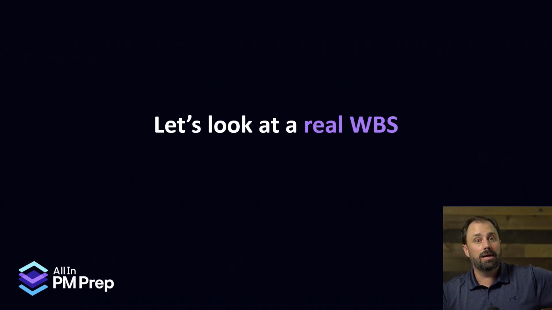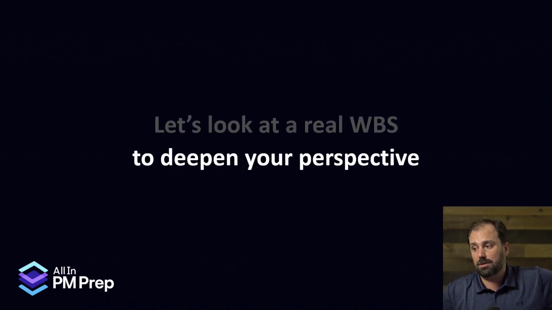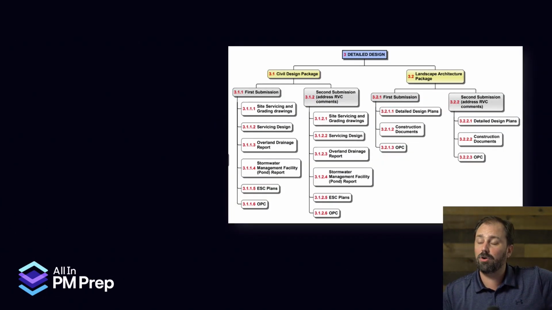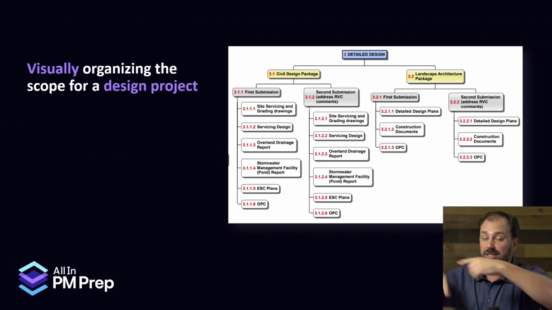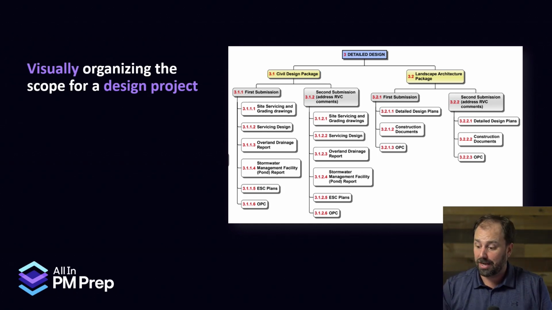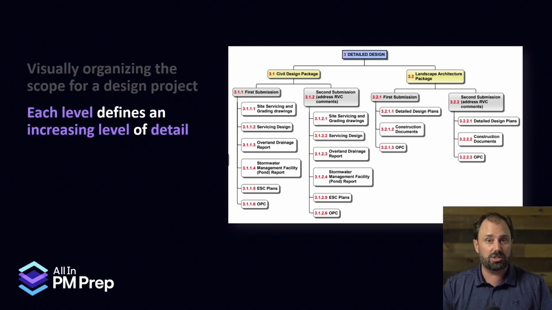Now, let's look at a real WBS to deepen our perspective. One of our coaches, you know him, you love him, Matt Lewick, provided me this. Now, this is for a design project. It visually organizes a part of a WBS. Look at the top, it says number 3. This is part of it, but I need to make you see it. It's for a design project, so it doesn't have to be building cars.